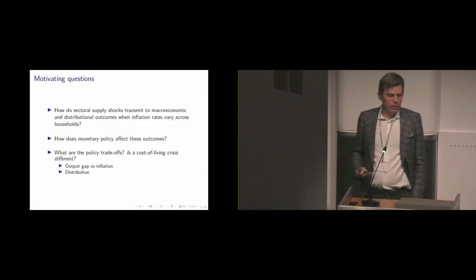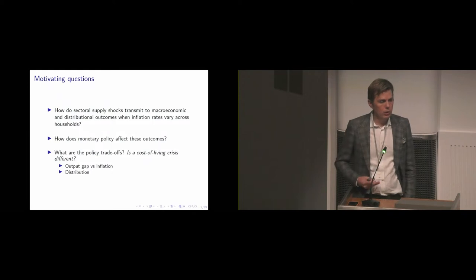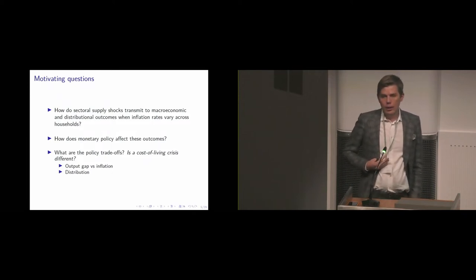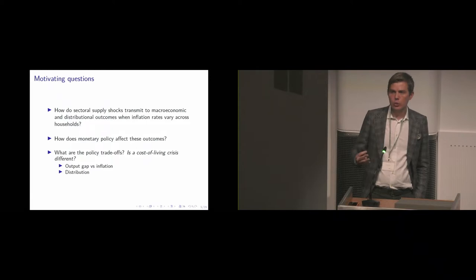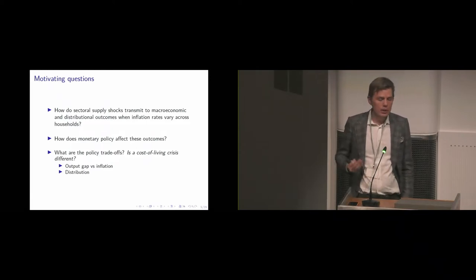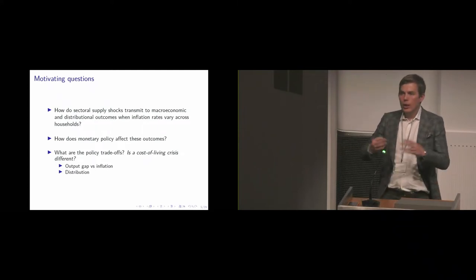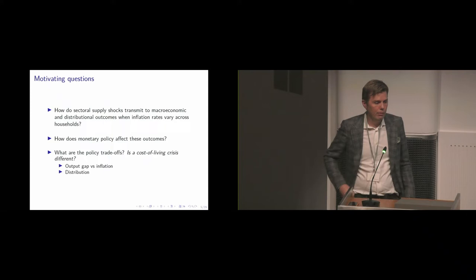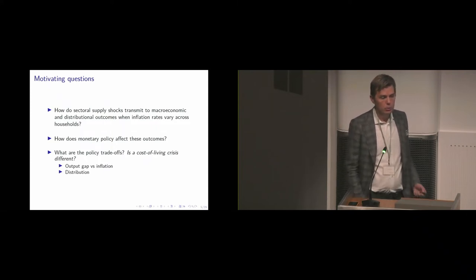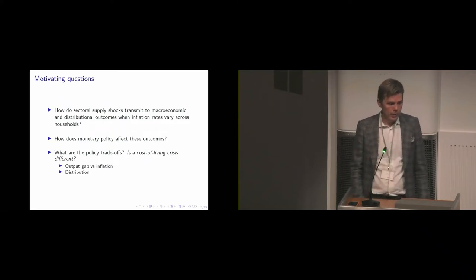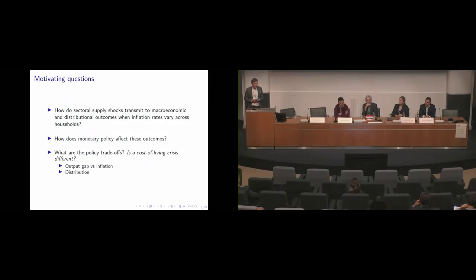Okay, so what we want to ask in this paper is: how do these sectoral shocks, which hit particular sectors and drive up prices in those sectors, transmit to the macroeconomy, and how do they, in equilibrium, affect distributional outcomes? We want to think about this in a world in which, realistically, inflation rates vary across households, because depending on your consumption basket, your expenditure basket, you'll have a different inflation rate than somebody else.